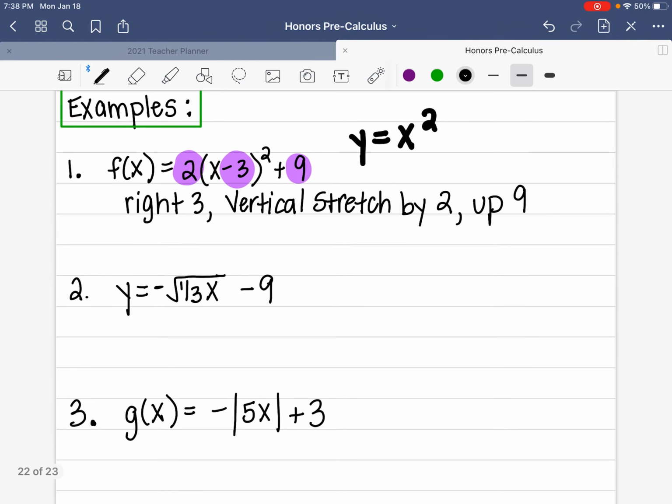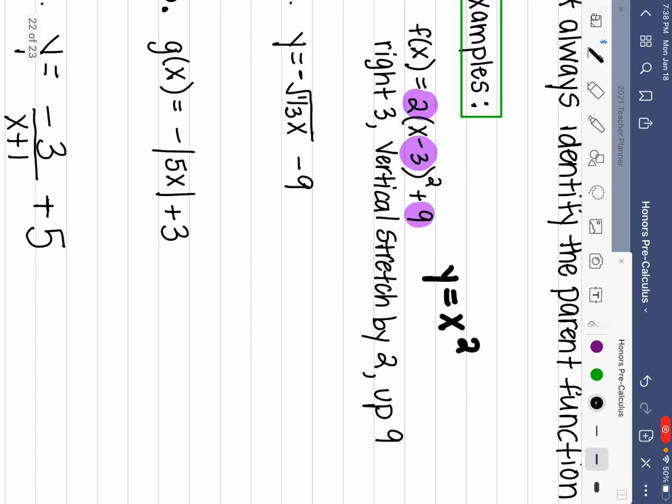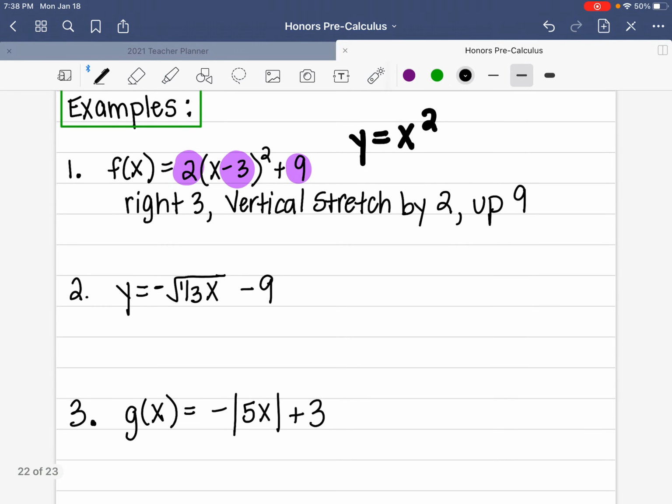All right, so looking at the next one, number 2. The parent function for this one is going to be the square root function. So my parent function here is the square root. So when I look at it, I have the 1/3 on the inside, I have the negative on the front, and I have the minus 9 at the back. Okay, so we start from the inside, so 1/3. This is going to be a horizontal dilation. Now here's the trick.